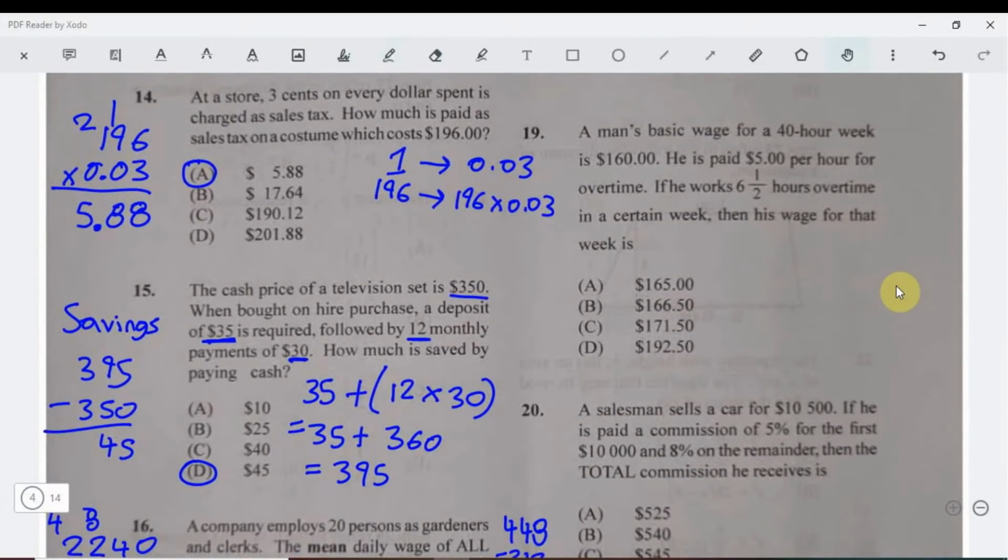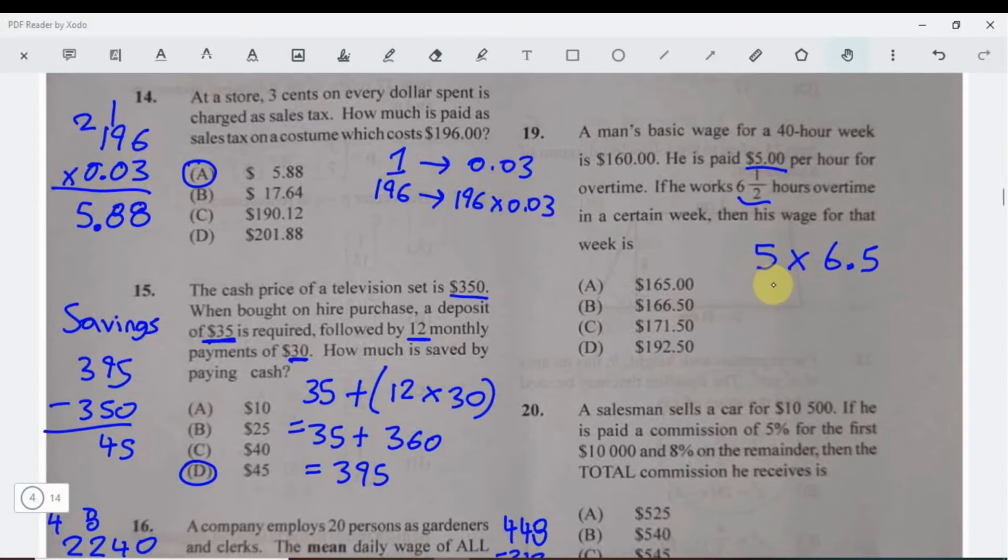Question 19. Question 19 says a man's basic wage for 40 hours is $160 in a week. He is paid $5 per hour for overtime. If he works 6.5 hours overtime in a certain week, then his wage for that week is, now notice it says that he's paid $5 per hour overtime. So the $5 multiplied by how many overtime hours did he work? 6.5. So we multiply 5 times 6.5.